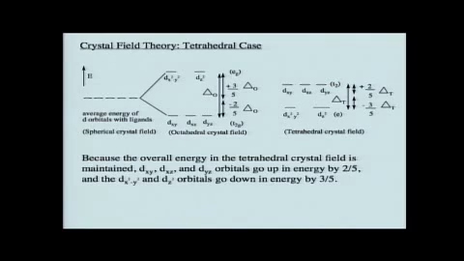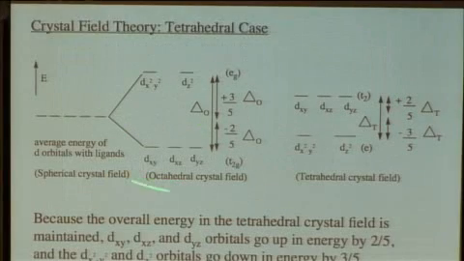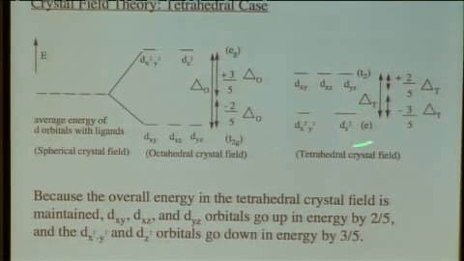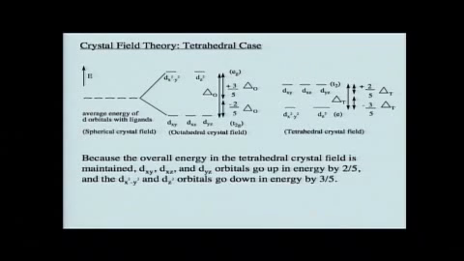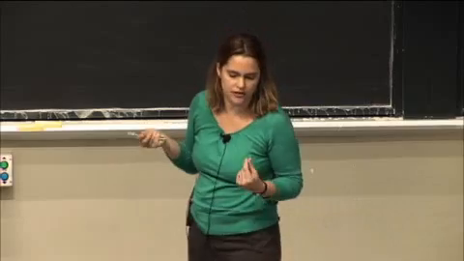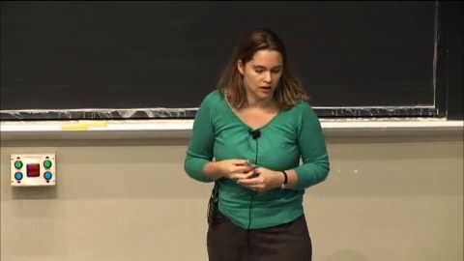And again, since we're going to consider how much they go up and down in energy, the overall energy is maintained. So here we had two orbitals going up by 3/5, three orbitals going down by 2/5. Here we have three orbitals going up, so they'll go up in energy by 2/5. Two orbitals go down, so they'll be going down in energy by 3/5. So again, it's the opposite of the octahedral system. It's opposite pretty much in every way except that the splitting energy is much smaller. It's not as large for the tetrahedral complex.